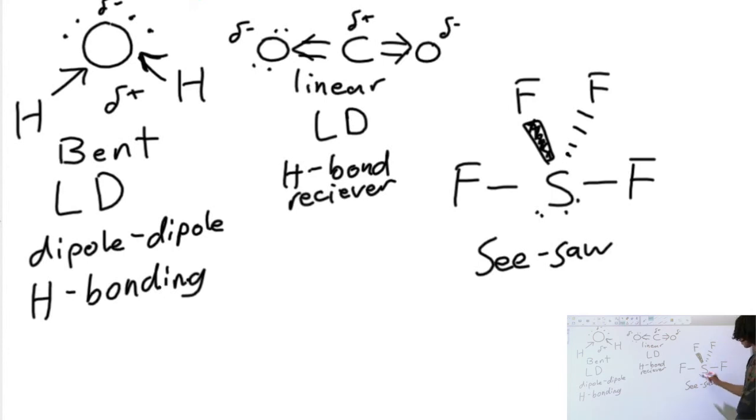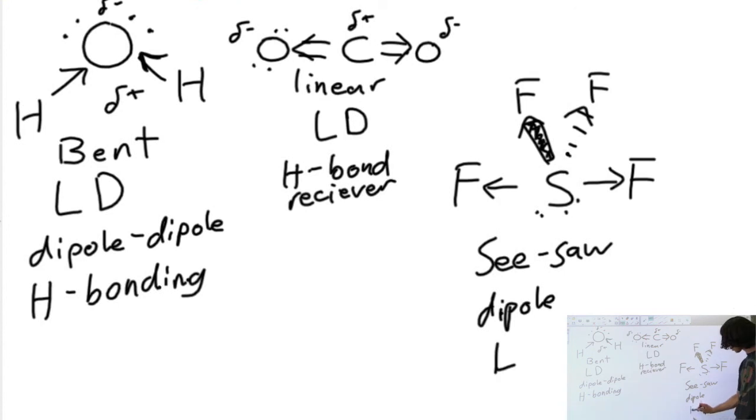So what interactions do we have going on here? Well, fluorine is more electronegative than sulfur. So we're going to have dipole-dipole interactions because we have a negatively charged region and a more positively charged region. And the negatively charged region does not cancel out due to symmetry. So we have dipole-dipole. And we also have London dispersion.